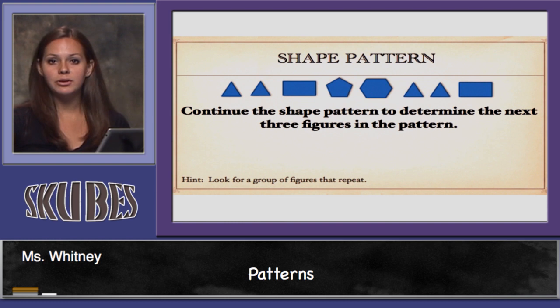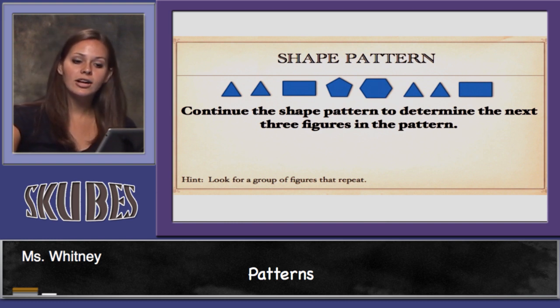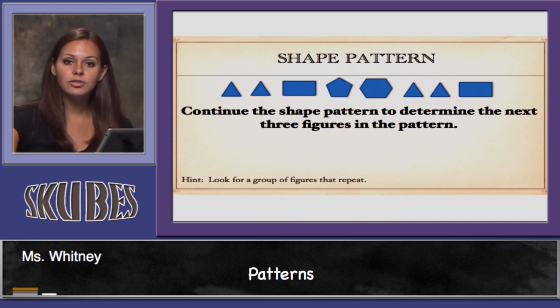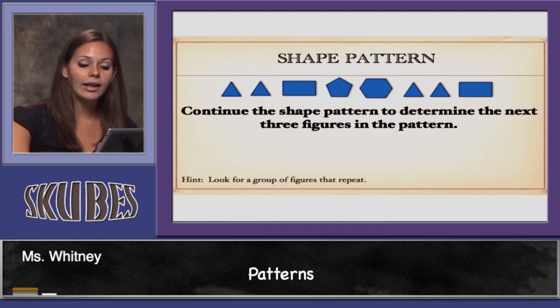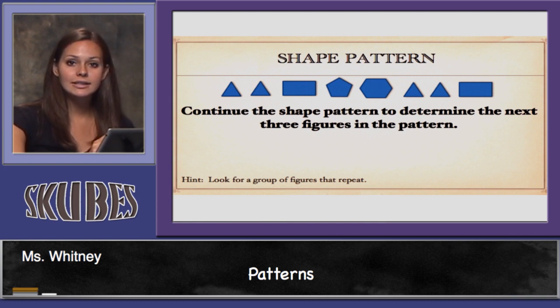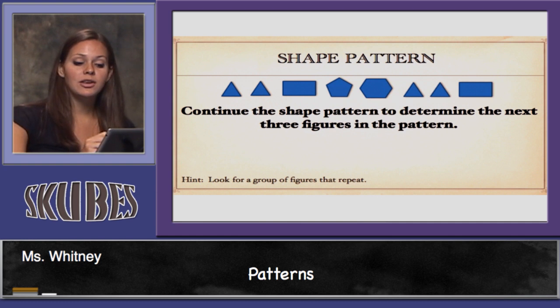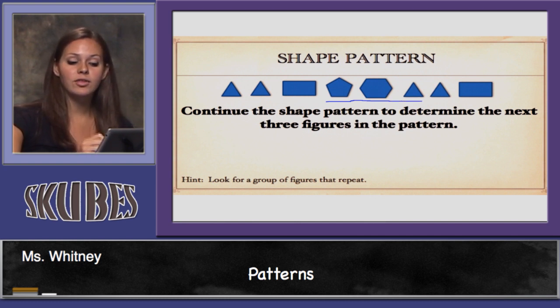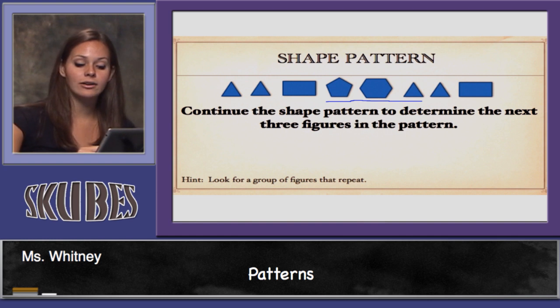Patterns are not always in numbers. We can have shape patterns. Take a look at this shape pattern. We're going to continue the pattern to determine the next 3 figures in the pattern. I'm going to look for a group of figures that repeat. I have triangle, triangle, rectangle, pentagon, hexagon. Again, I have triangle, triangle, rectangle. So I know that next comes the pentagon, then the hexagon, and then another triangle. Those are my next 3 figures in the pattern.